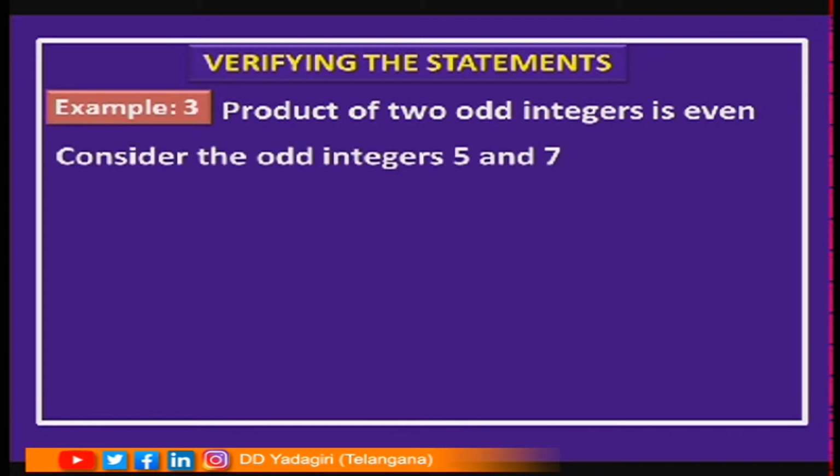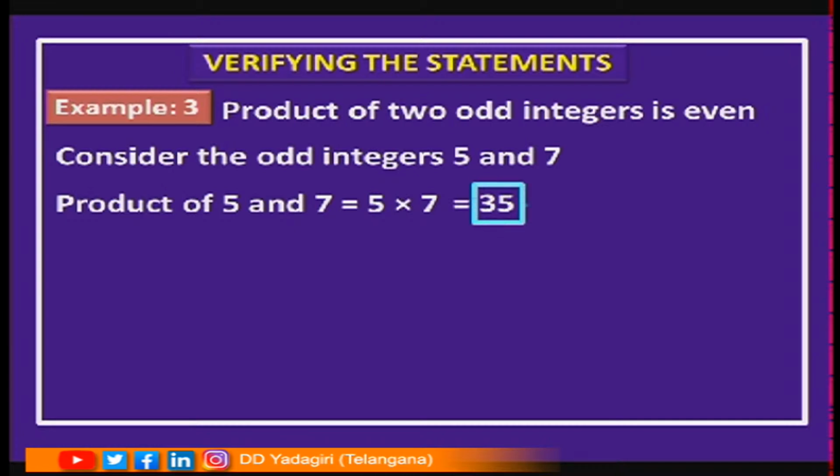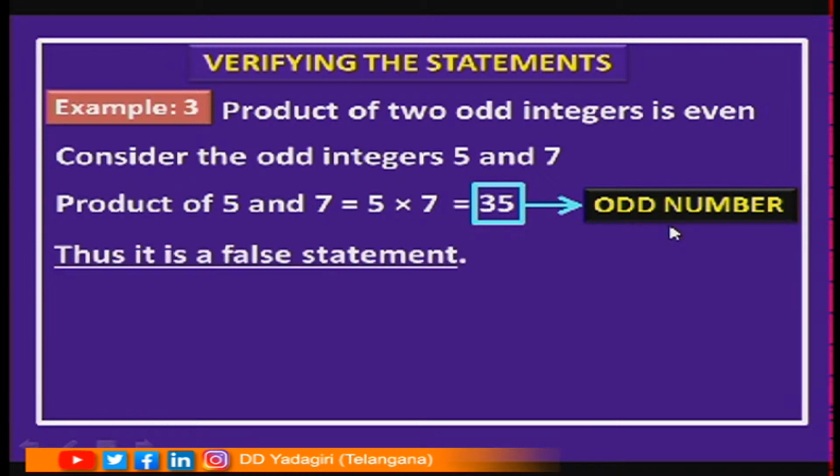Now, let us take one more example, that is the product of two odd integers is even. So, let us consider two odd integers, children, 5 and 7. Now, what is the product of 5 and 7? 5 into 7 is equal to 35. Now, what about this number 35, children? Yes, it is an odd number. But children, what is the statement here? Product of two odd integers is even, but when I calculated the product of two odd numbers, I got an odd number. Then what can you say about this statement? Yes, I can say it is a false statement.